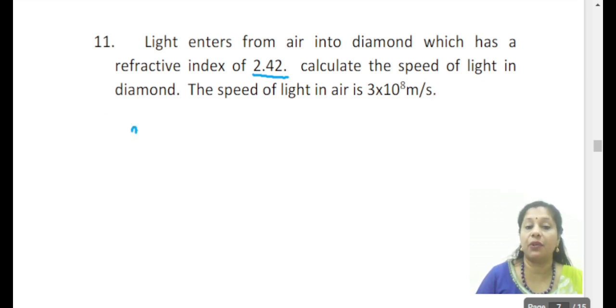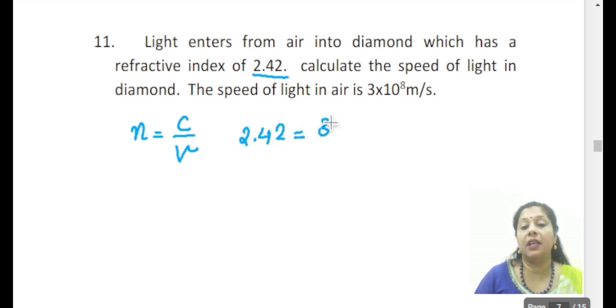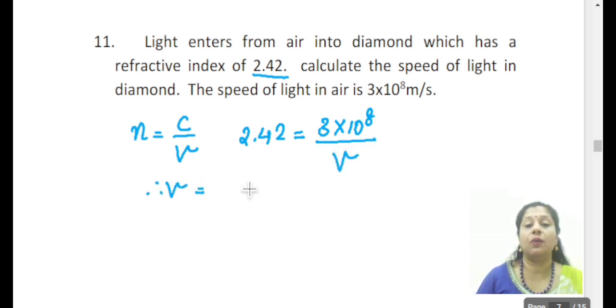So which formula should we use? n is equal to c upon v. Here 2.42 refractive index is given. 3 into 10 raised to 8 is the speed of light in air, upon v. So therefore v is equal to 3 into 10 raised to 8 by 2.42.